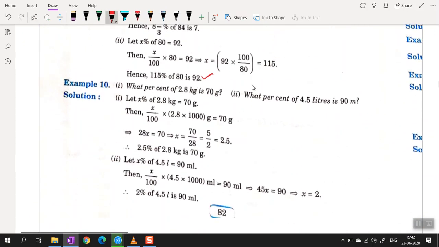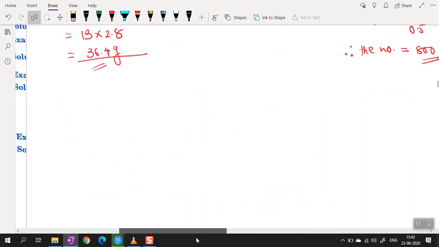Next question, question number 10. Let's do the second one. What percent of 4.5 liters is 90 meter? Hey, this cannot be meter. This is ml, milliliter, because you cannot find percentage of two different units. Liter and milliliter are units of volume. So it should be: what percent of 4.5 liters is 90 ml? This is question number 10, part 2.